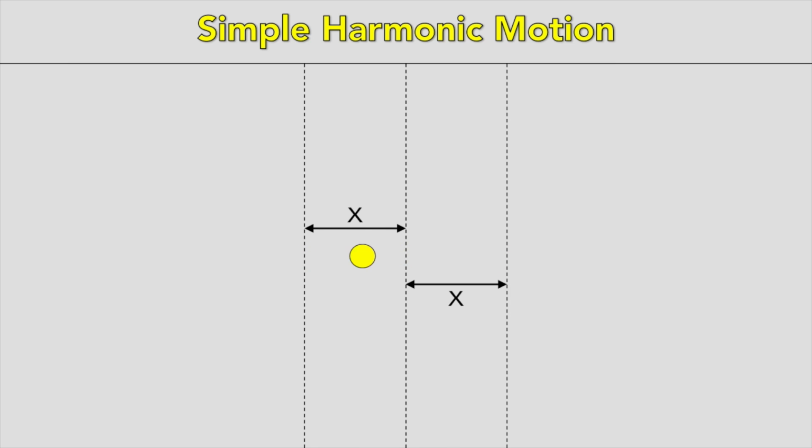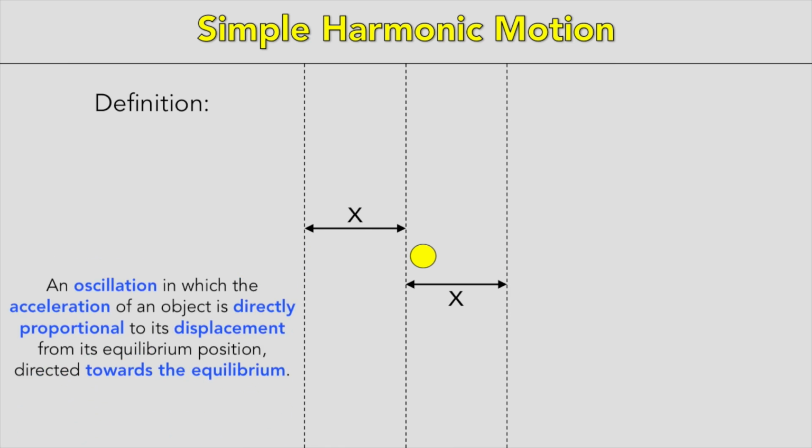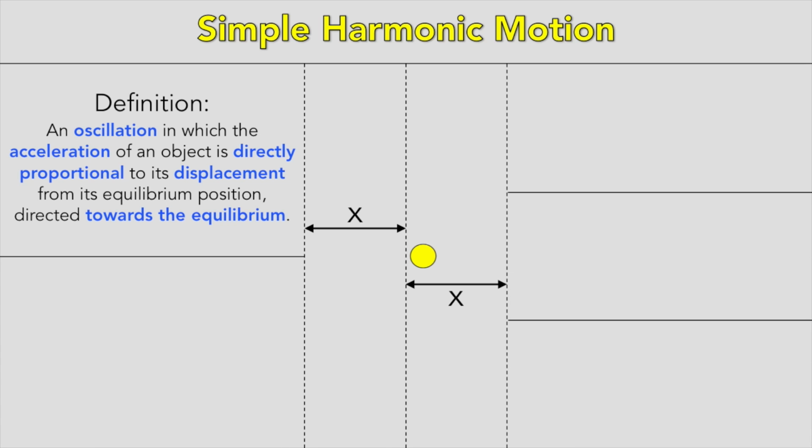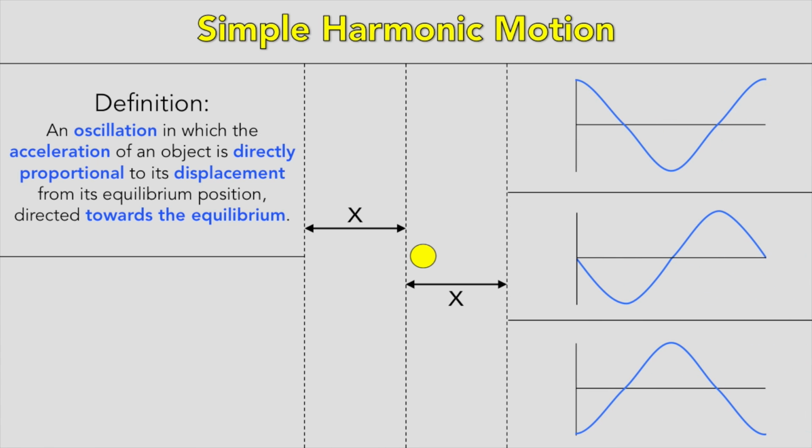The definition of SHM is an oscillation in which the acceleration of an object is directly proportional to its displacement from its equilibrium position, directed towards the equilibrium. Drawing graphs of features: the displacement will be a cosine or a sine graph with a maximum value of A, which is the amplitude. It will be cosine if it begins displaced, and sine if it begins from the equilibrium. The velocity will be the gradient of the displacement-time graph with a maximum value of 2 pi f A.